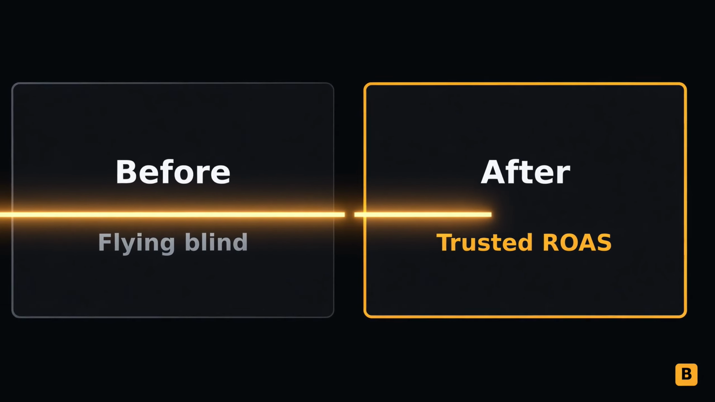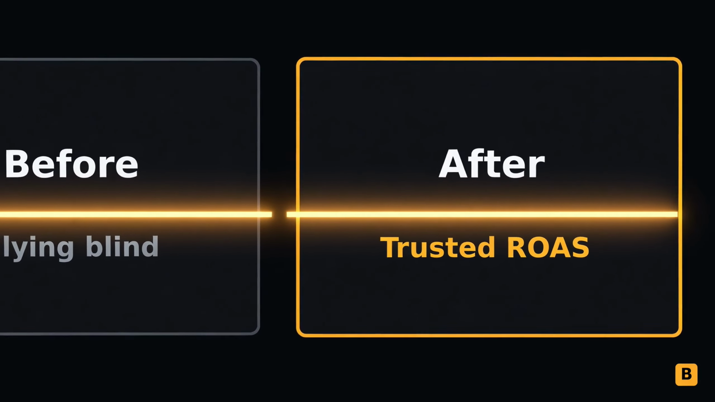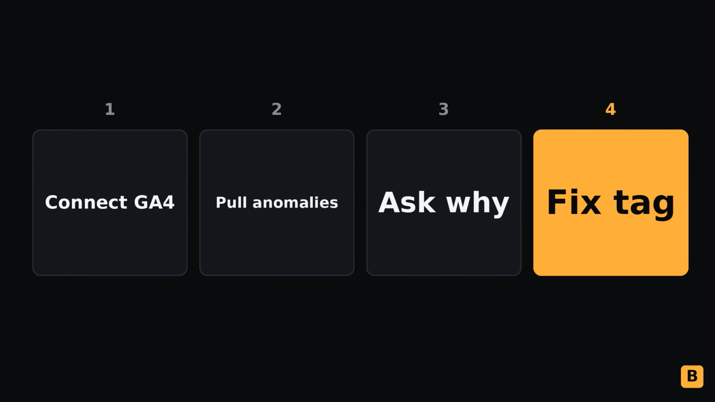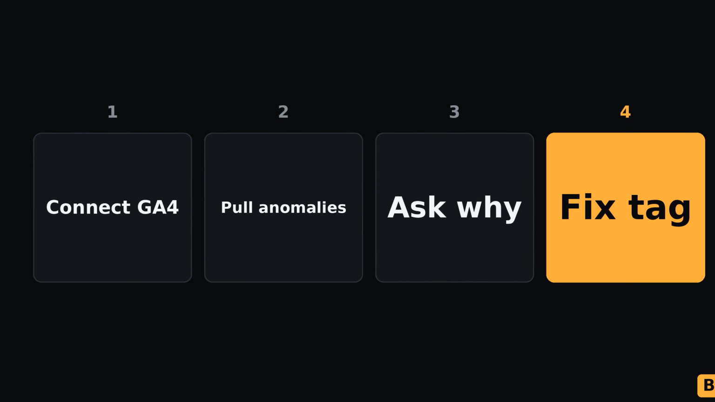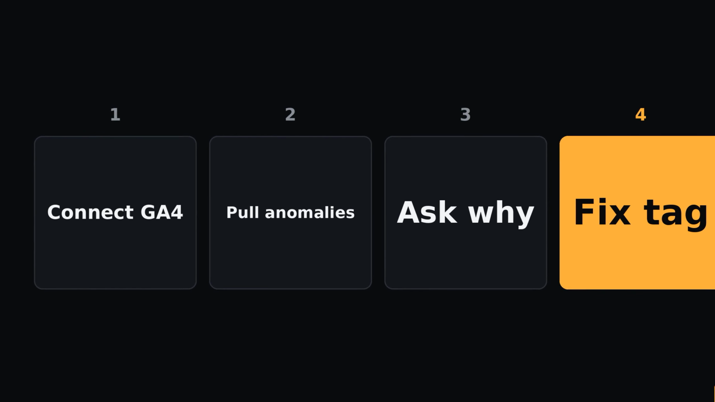Walk the path once in order. Connect GA4, pull anomalies, ask Buddy why, fix the tag first. Skip ahead and you will chase keywords while conversions never reach ads. Respect the sequence and months stop leaking $326 into silence. The discipline is the product as much as the software.